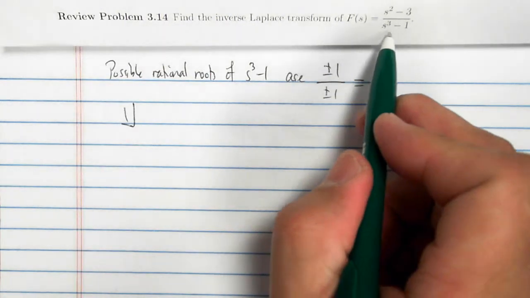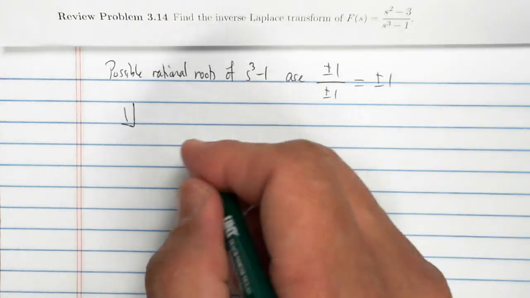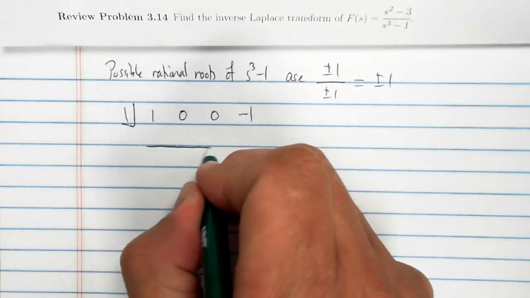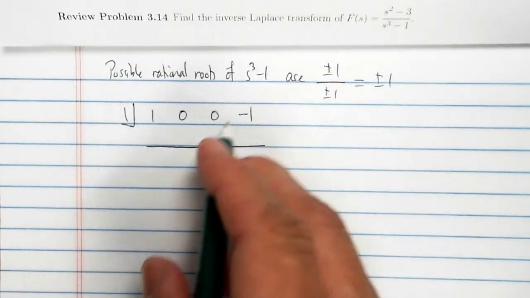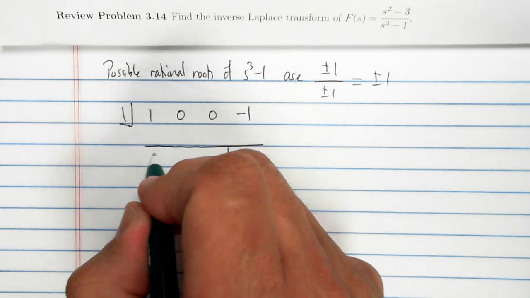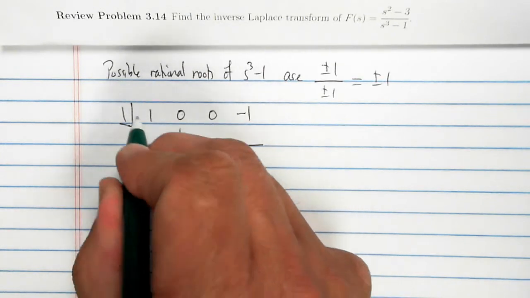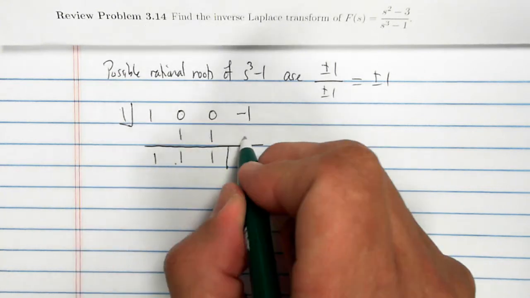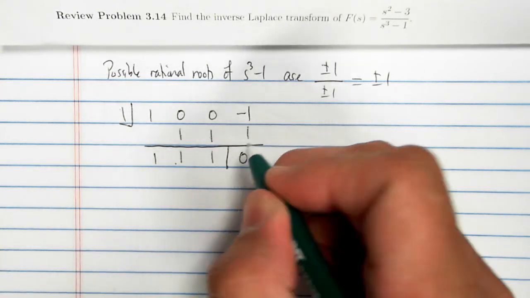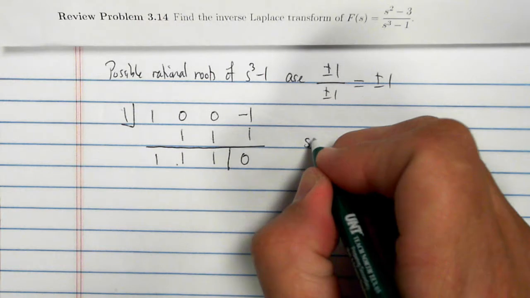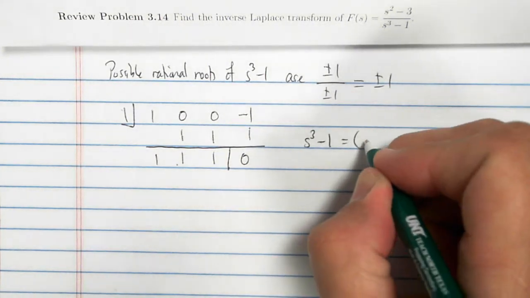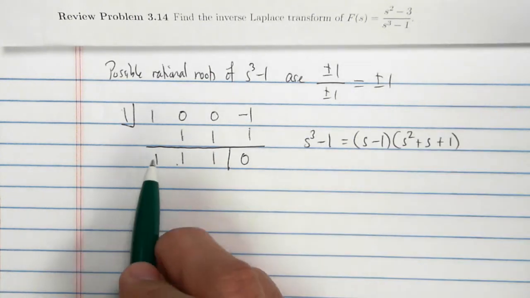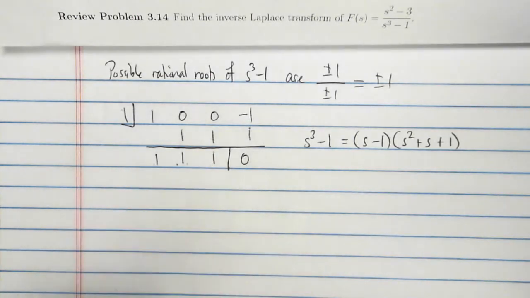And clearly 1 is a root. If you plug in 1, you get 0. The question is, what is the quotient after you factor out that part? So we get 1. 1 times 1 is 1. 0 plus 1 is 1. 1 times 1 is 1. 0 plus 1 is 1. 1 times 1 is 1. Negative 1 plus 1 is 0. So this tells us that s cubed minus 1 is equal to s minus 1 times s squared plus s plus 1.